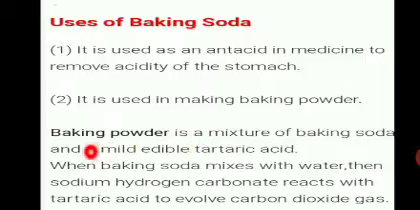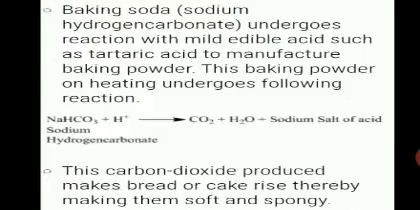Okay, so when baking powder is mixed with water, the sodium hydrogen carbonate reacts with the tartaric acid to release carbon dioxide gas. So what is the actual action of this baking powder in making cakes and bread? While we are adding baking powder into the dough, that means maida.